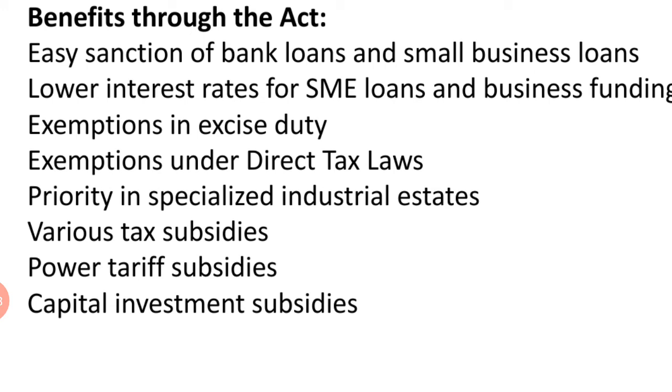Then priority in specialized industrial estates. There are industrial estates in the country, and these are set up for providing facilities for industrial concerns, and in those industrial estates priority will be given to MSMEs. Then various tax subsidies are there, power tariff subsidies are there, and capital investment subsidies are there. All these are provided through the MSME Act 2006.